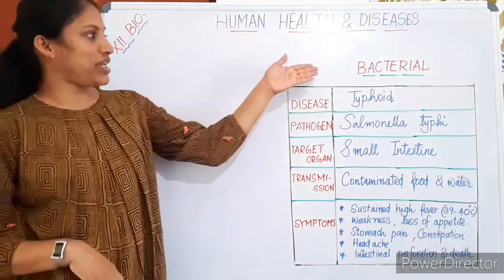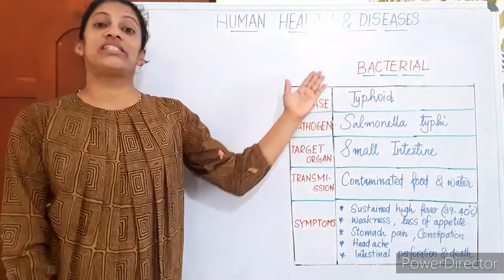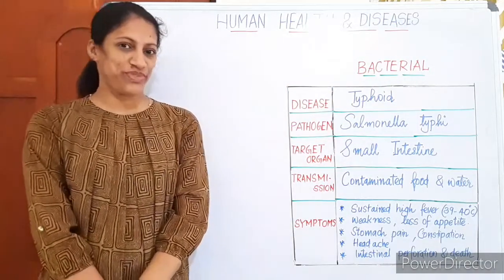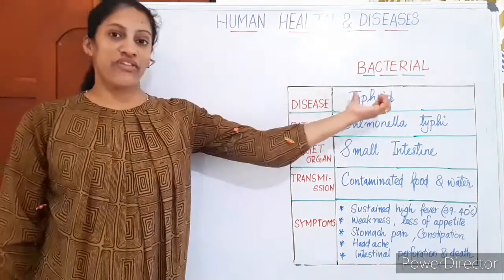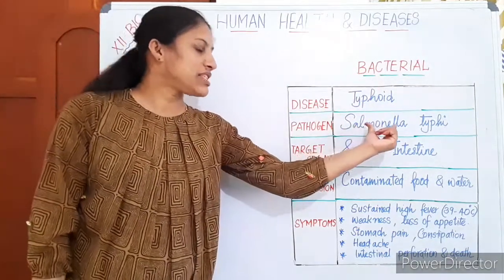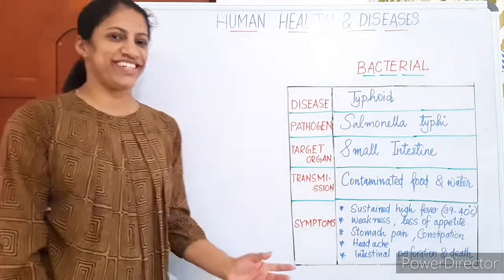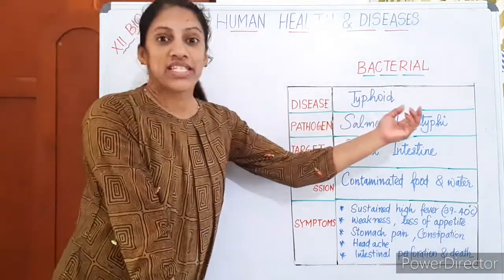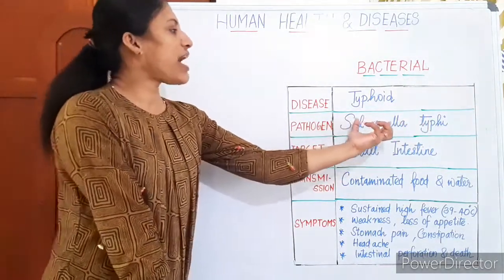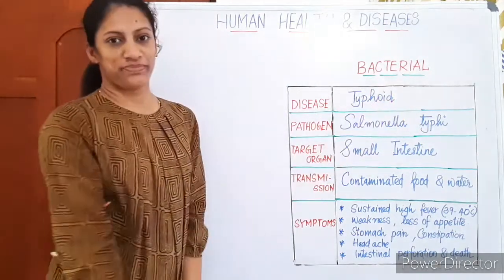The first category, bacterial diseases. We learn the disease typhoid as the first one. The disease typhoid is caused by a bacterium. Its name is Salmonella typhi. You are familiar with the genetic engineering examples, Salmonella typhimurium. So the Salmonella typhi bacterium causes typhoid.